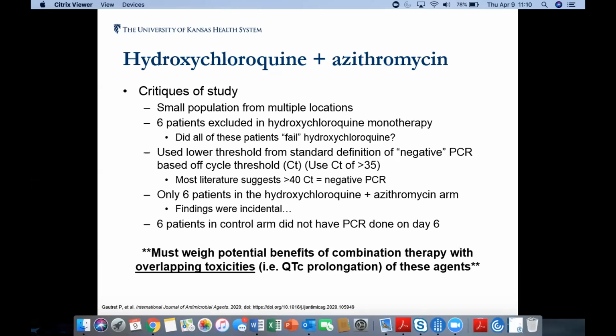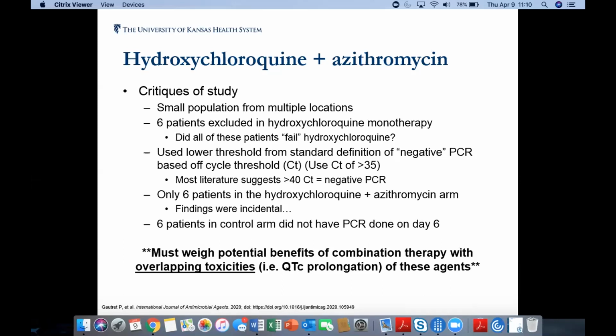Second, they used a lower threshold from the standard definition of what a negative PCR is. And so how they determine what a negative PCR is, they do a number of what's called cycle thresholds. So they set up the assay, they run the PCR, and if no fluorescence is detected, they keep doing it for a number of different cycles. After 40 cycles, if no fluorescence is detected, they say, okay, that's a negative PCR. But for whatever reason in this study, they used a value of greater than 35, which in most studies, they always use a value of greater than 40. And the authors didn't state why they used a value of 35 in this study. And I'm not sure how much it would have affected results, but this is something that's not typically done.